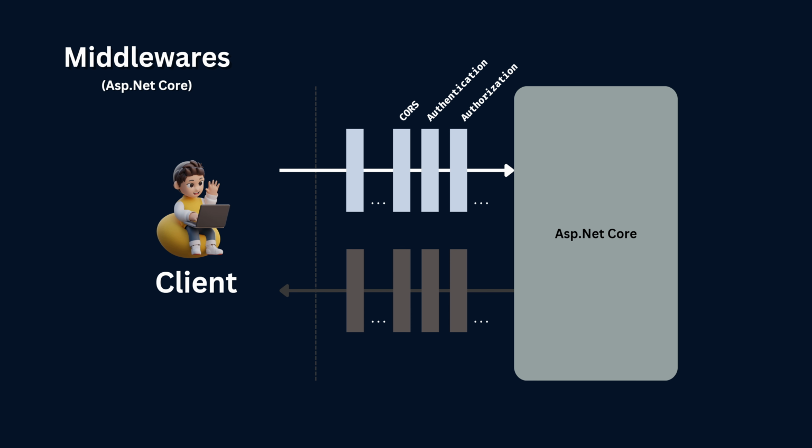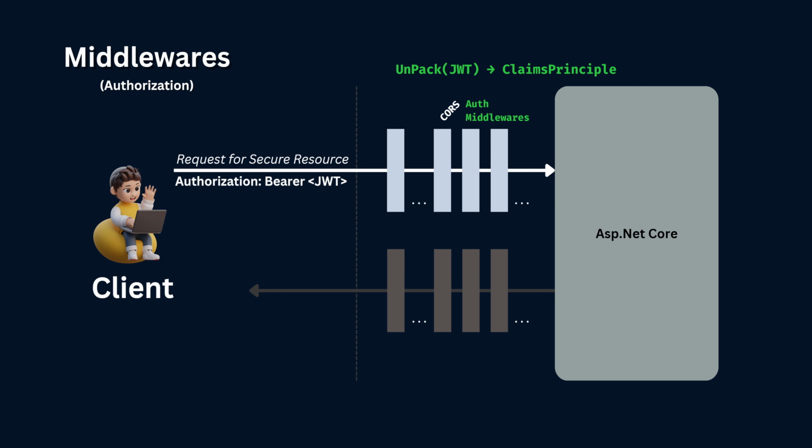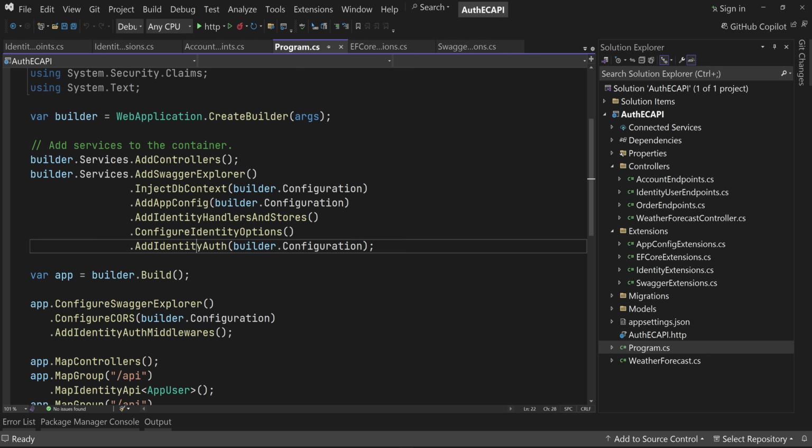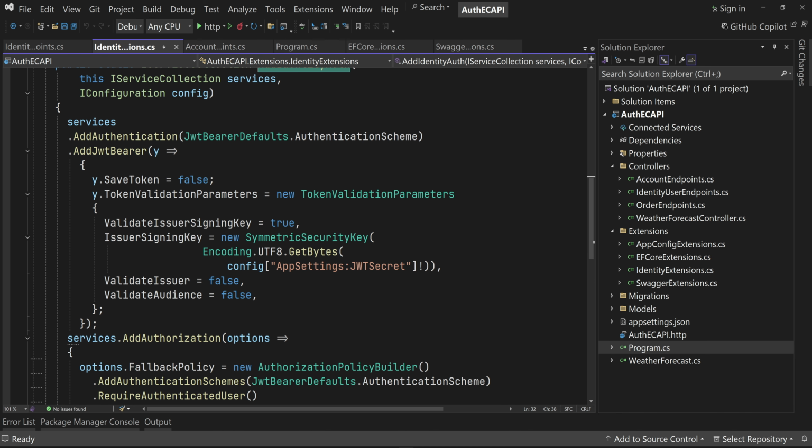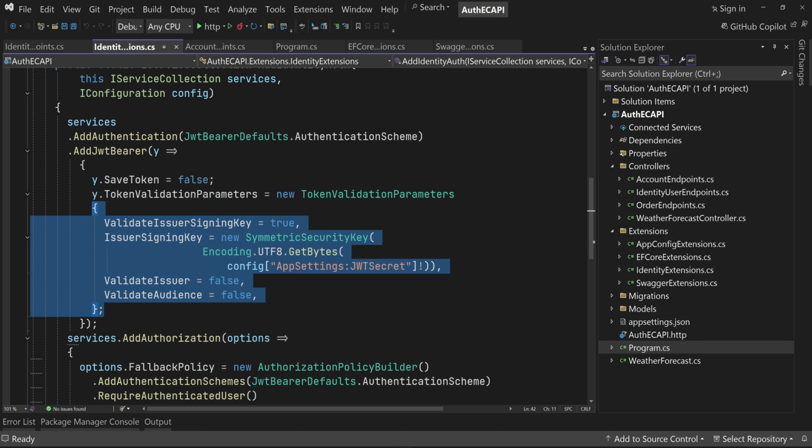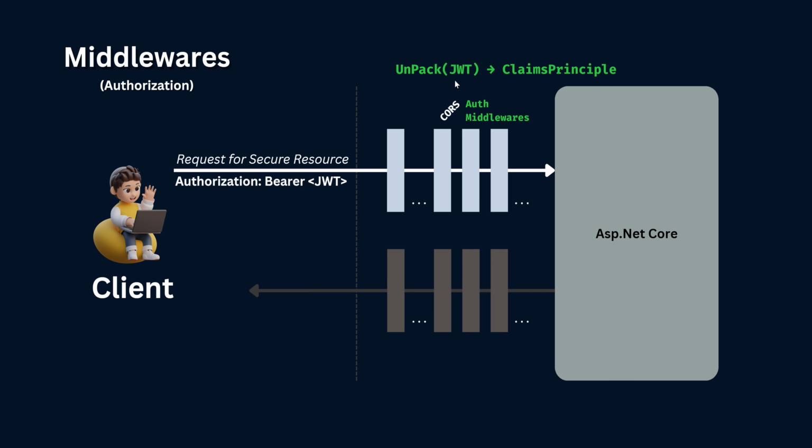Now that's the job of auth middlewares. Like we have already discussed, when we make a request for accessing a protected resource along with the JWT token inside the authorization header, before the request reaches its destination, the auth middleware will verify whether this JSON web token is a valid token or not, based on what we have configured while adding the authentication middleware. Whatever we have given inside this token validation parameters will be taken into consideration for validating the token. And when the JSON web token is successfully verified, the auth middleware will decrypt or unpack the JSON web token into a claims principal.